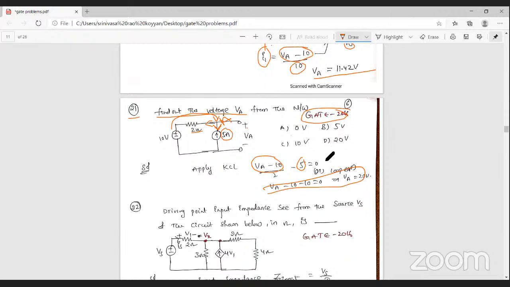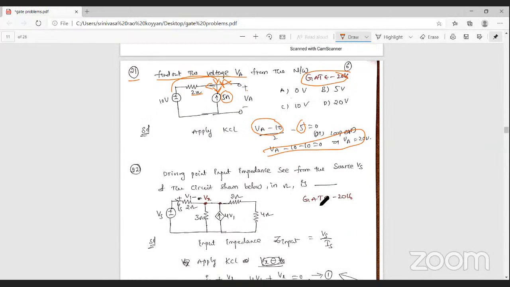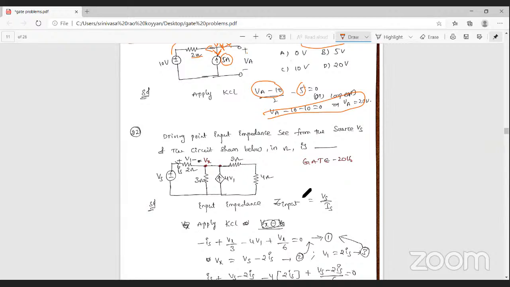This was asked in GATE 2016. Do you understand problem number 21? Next one, problem number 22.